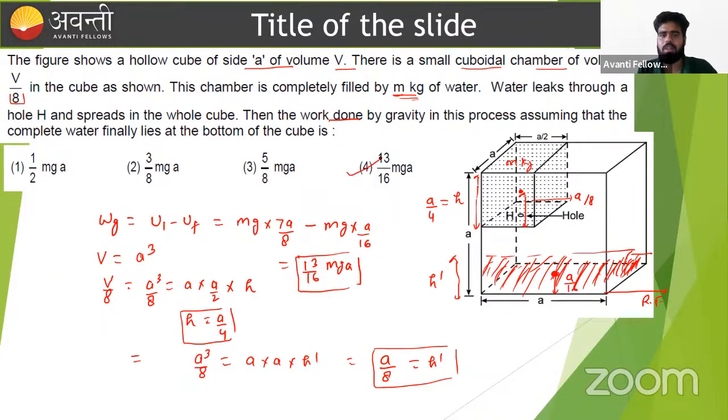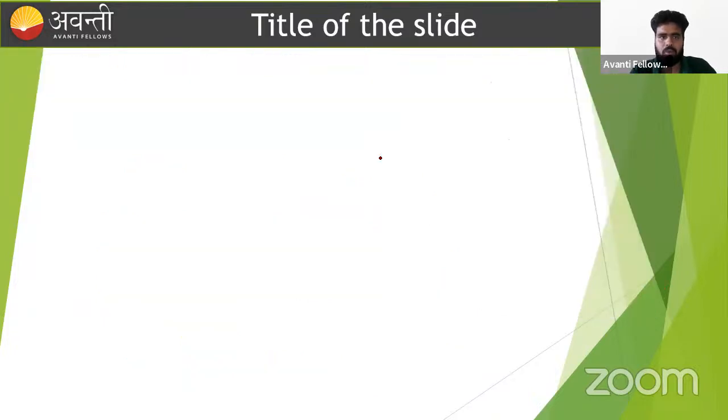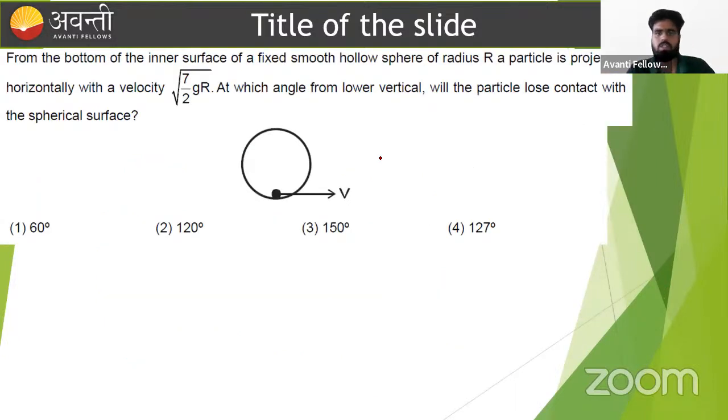That correct option is D. Let's move to the next question. Next question, that is again an application of circular motion and work, power, energy.